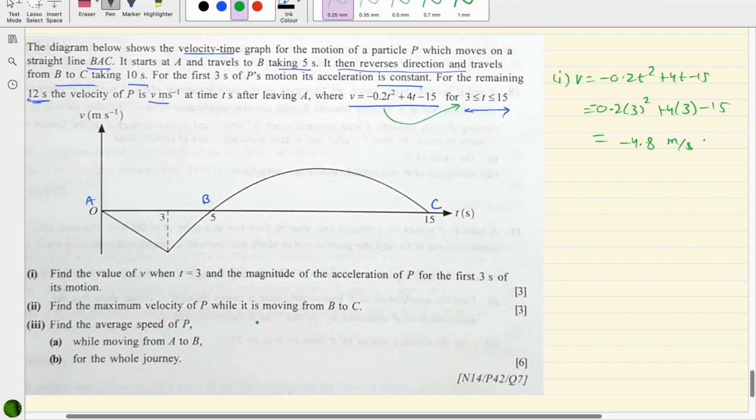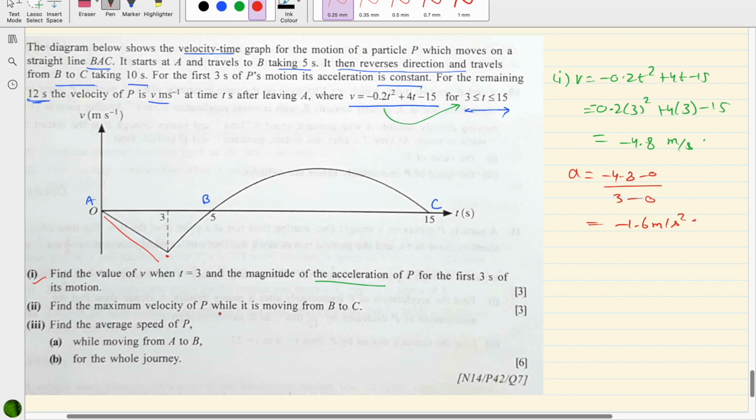Second part of the same question says magnitude of acceleration. So for magnitude of acceleration, we can find the gradient. Acceleration is the gradient of this graph. Final velocity is minus 4.8, initial velocity is 0, time 3 minus 0, and 4.8 divided by 3 gives me 1.6, negative 1.6 meters per second square.